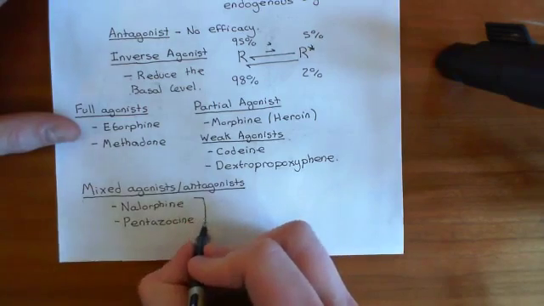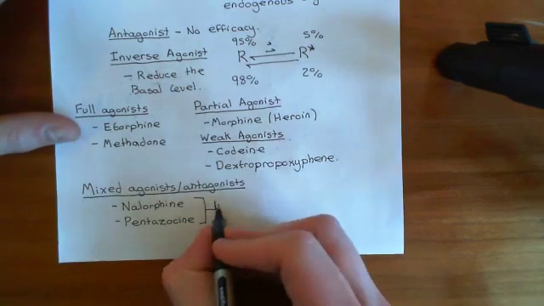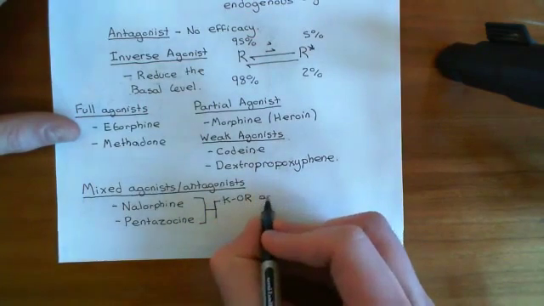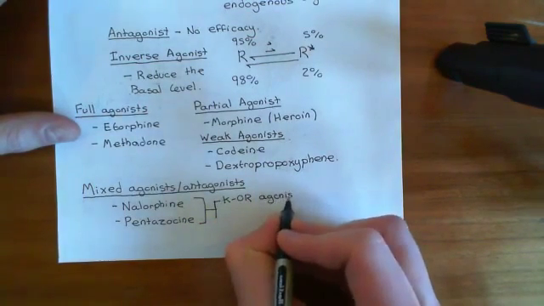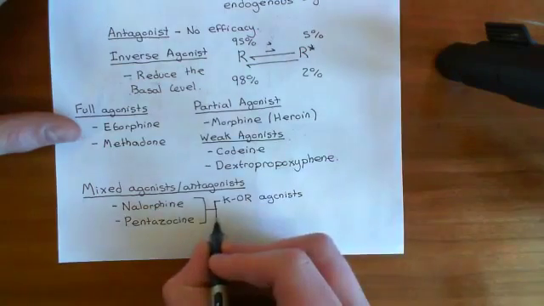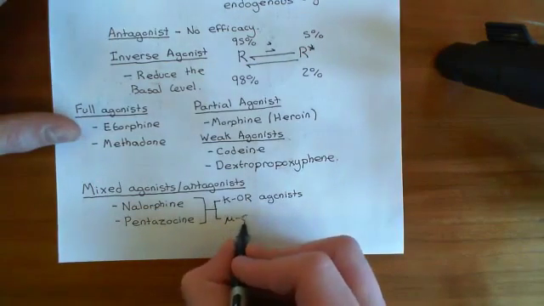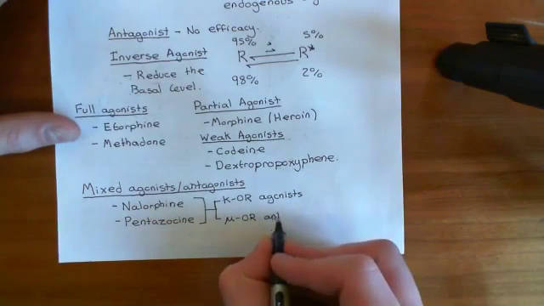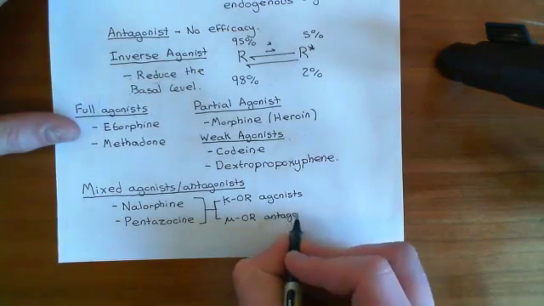So they are agonists at the kappa opioid receptors, so they will activate those receptors, but they are antagonists with regards to the mu-opioid receptors. So they bind to the mu-opioid receptors and they block the activation of those receptors.